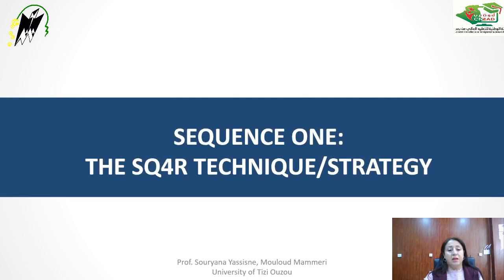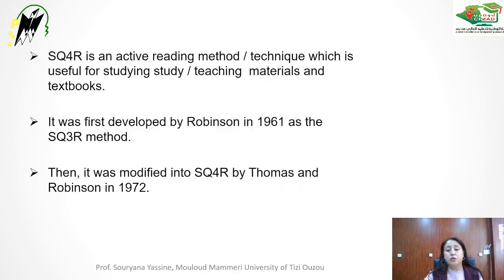Sequence 1, the SQ4R technique and strategy. SQ4R is an active reading method technique which is useful for study or teaching materials and textbooks. It was first developed by Robinson in 1961 as the SQ3R method. Then it was modified into SQ4R by Thomas and Robinson in 1972.